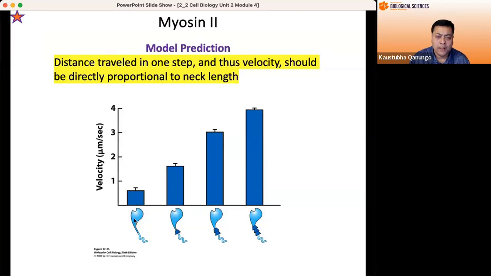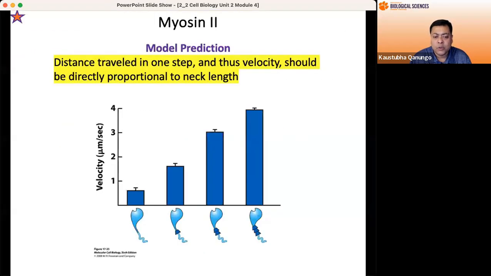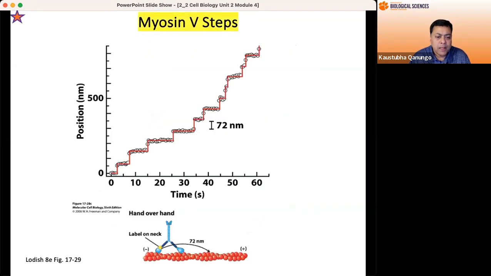That's number one. And the second thing is that the example was with myosin 6. This is the only one that moves towards the minus end. All the rest are plus end. So it will move towards the minus end. So that was basically the question. So take a look at that and you will see that.